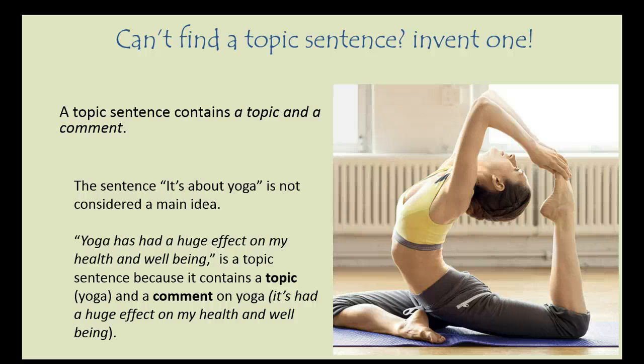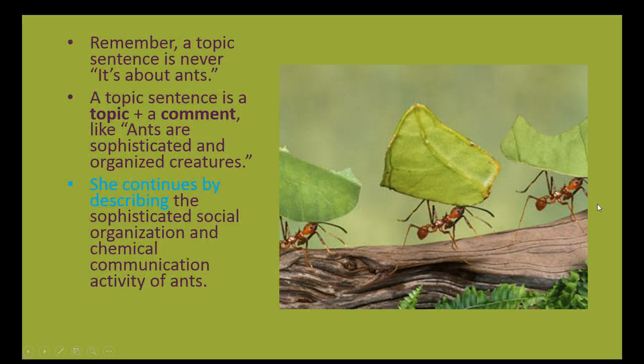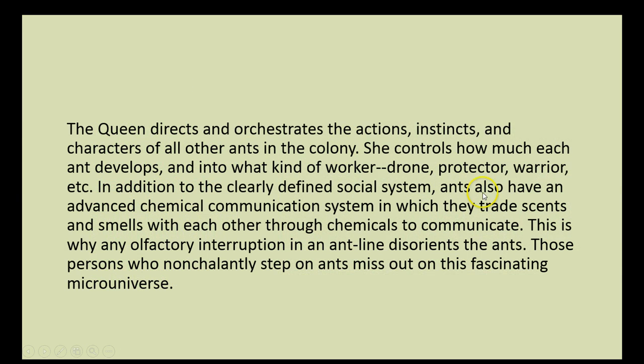So let's look at an example of inventing a topic sentence. You can pause and read this. Okay, now that you've read it, you've probably seen that it's kind of hard to find a topic sentence here. So we have to invent one. It's about ants is not going to work because that's just a topic. There's no comment on it. So ants are sophisticated and organized creatures. That is a topic sentence. If you were to take that sentence and put it in here somewhere, it would really help the paragraph, but there isn't one. So that's not the point. That's not what we're doing here.